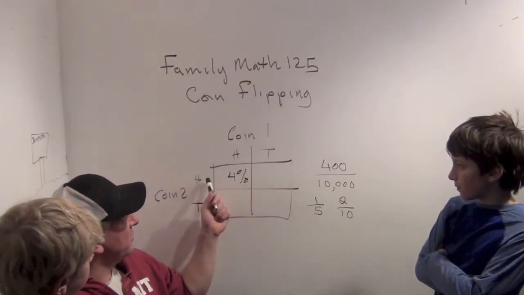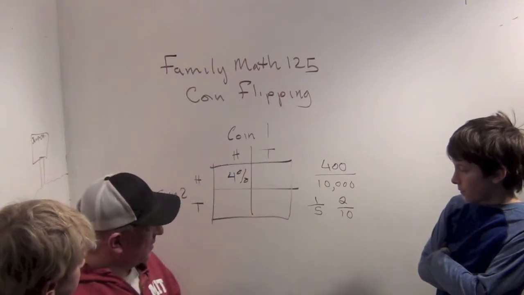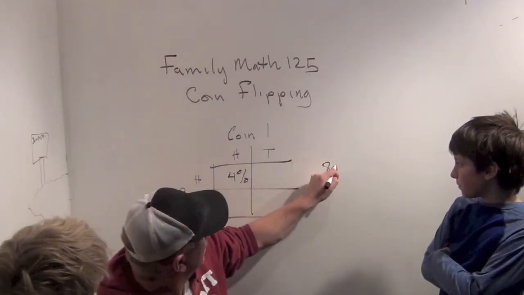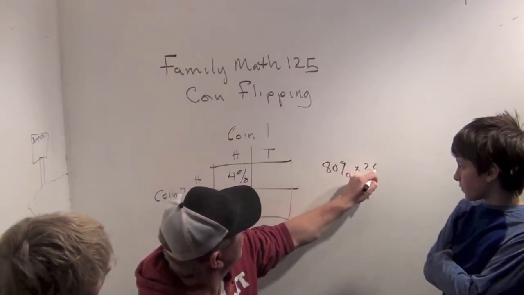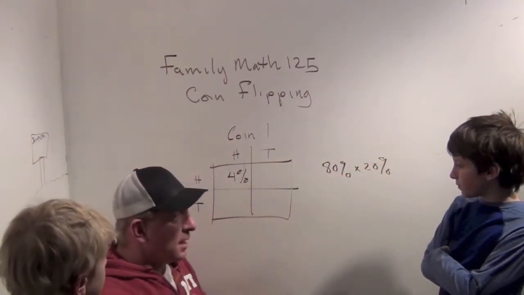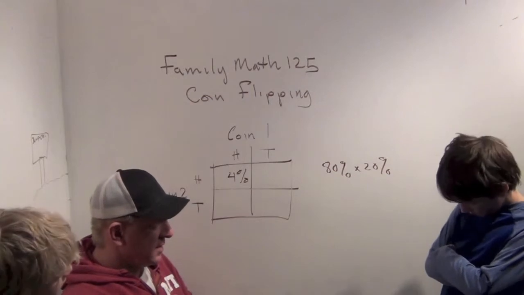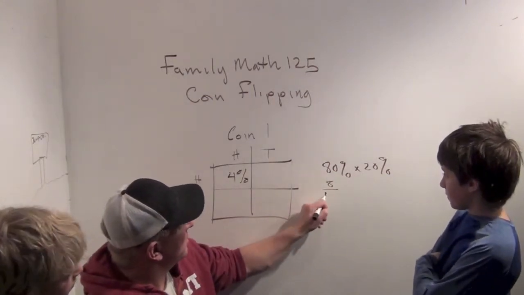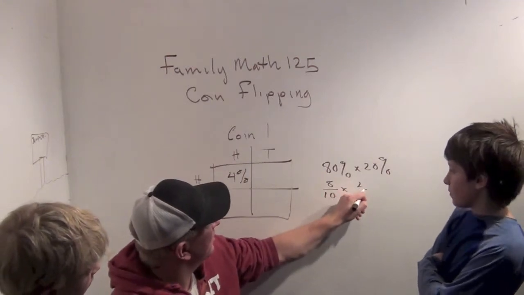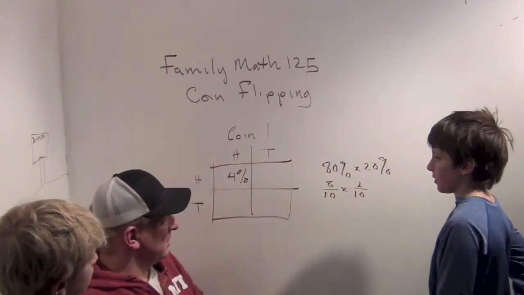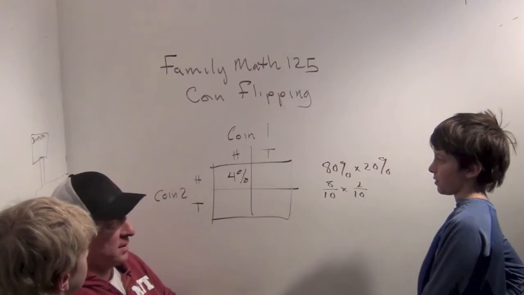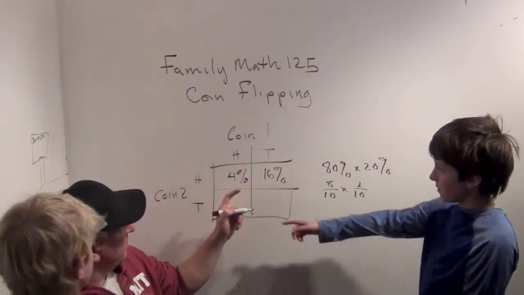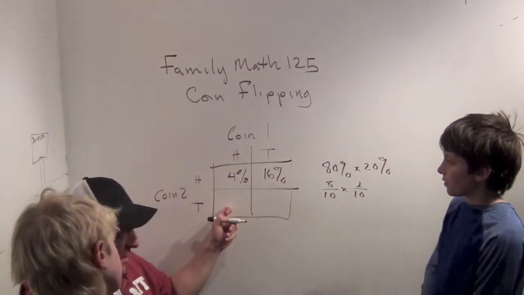That would be 80% times 20%. But it's 4/5 times 1/5. Yes, it is 4/5 times 1/5, or 8/10 times 2/10, which is actually a really helpful way to think about it. So we get 16/100. Okay, and what is that as a percent? 16%.